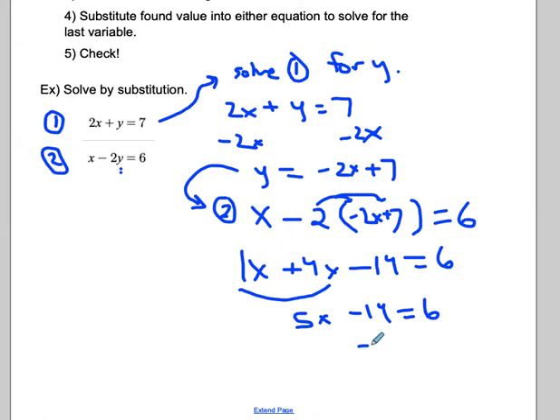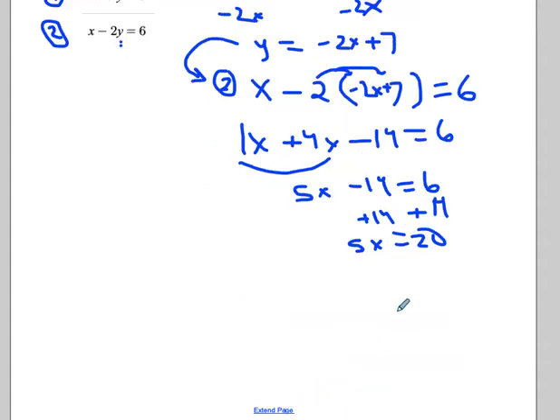If I want to get x alone, this is solving linear equations, like target 1 here. We're going to add 14 to both sides, leaving us with 5x equals 20. And we can get x alone by dividing both sides by 5. And look at that, x equals 4. That's Brett Favre, the man, the myth, the legend.